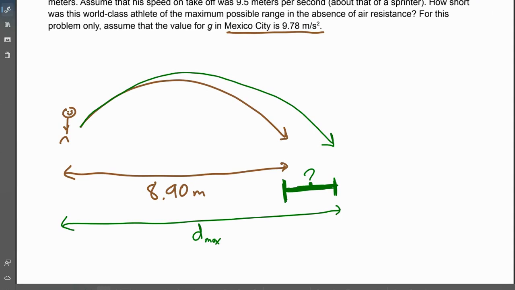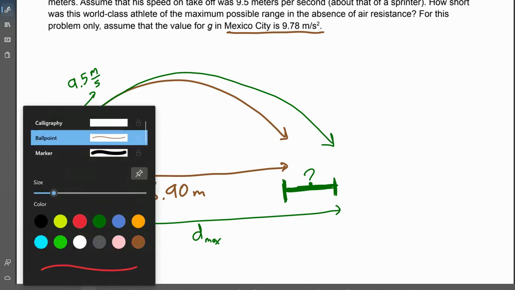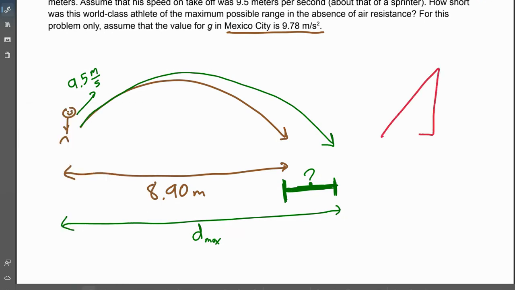Okay, so what we need to do, we're told that this is 8.9 meters, but we need to calculate the displacement of the maximum. We're also told that he jumped off at 9.5 meters per second. Here's my question for you, though. What is the angle for the maximum displacement? You guessed it, 45 degrees.